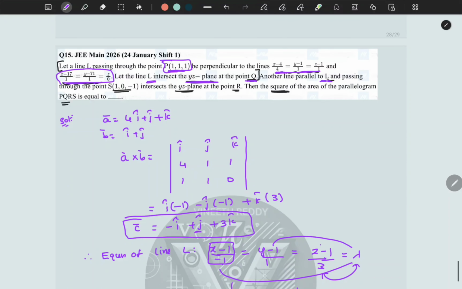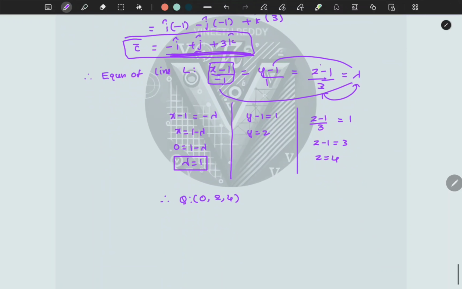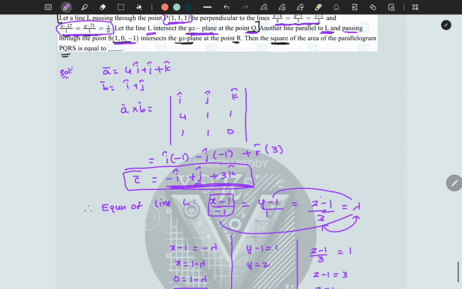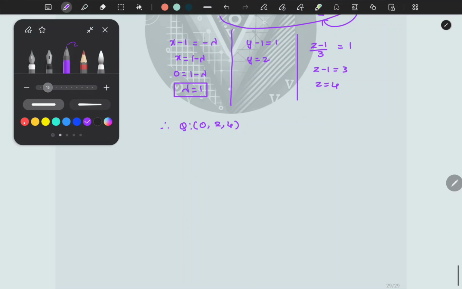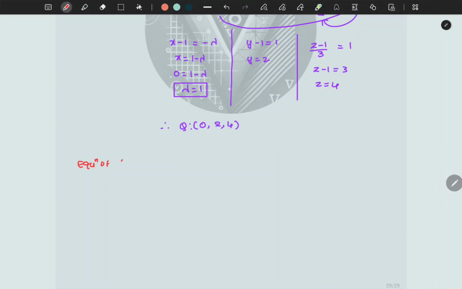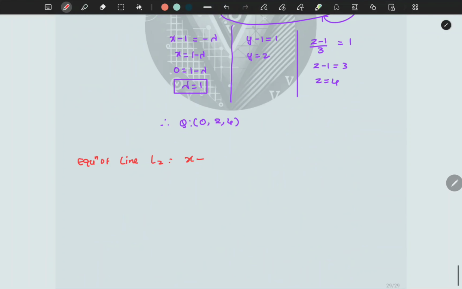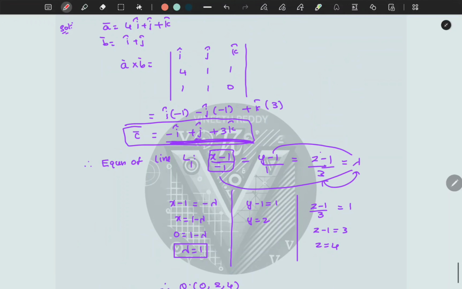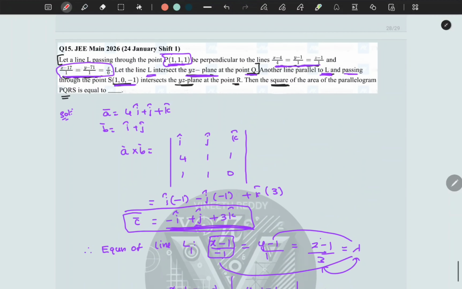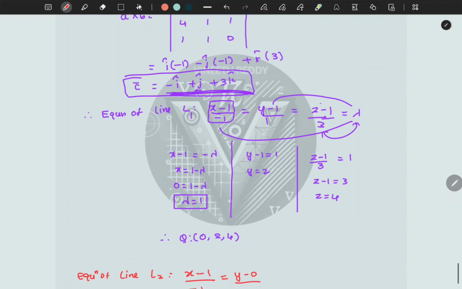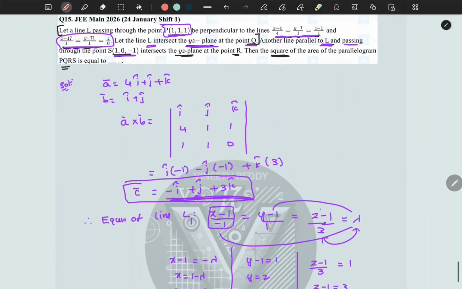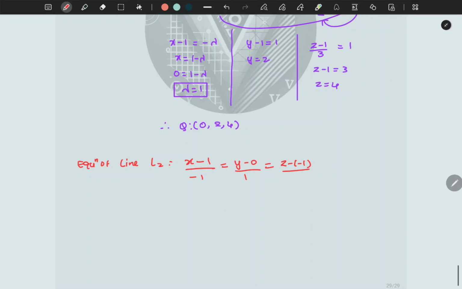Now the next part is another line parallel to L. That means the direction of that line is along C only, and it is passing through point S. S is 1, 0, minus 1. So let us say this line is L1, that line is L2. So the equation of line L2 will be x minus 1 divided by minus 1 is equal to y minus 0 divided by 1 is equal to z minus of minus 1 divided by 3. Let us say this is equal to mu.